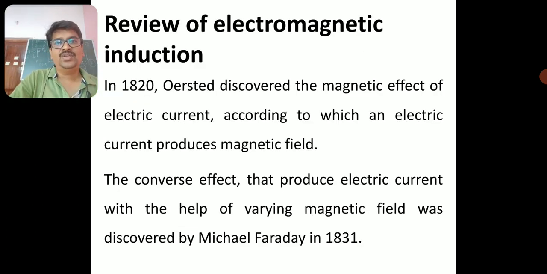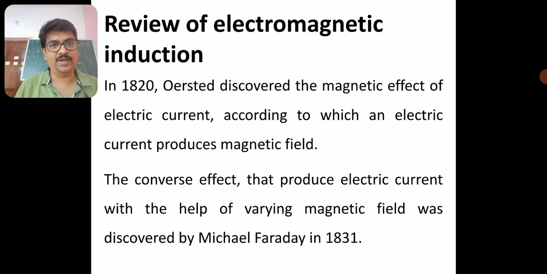I told you in my previous video that Oersted in 1820 discovered a new phenomenon which is called the magnetic effect of electric current. It means that a current carrying conductor produces a magnetic field around it, and this phenomenon is known as the magnetic effect of electric current. It was discovered way back in 1820 by Oersted.